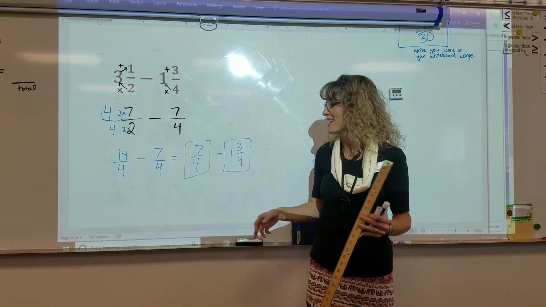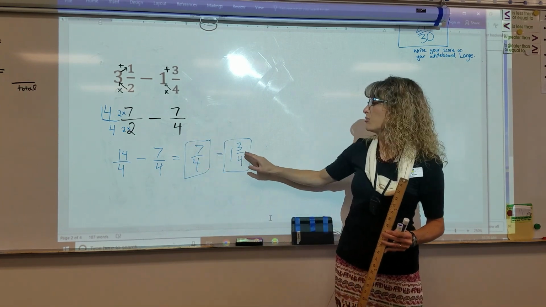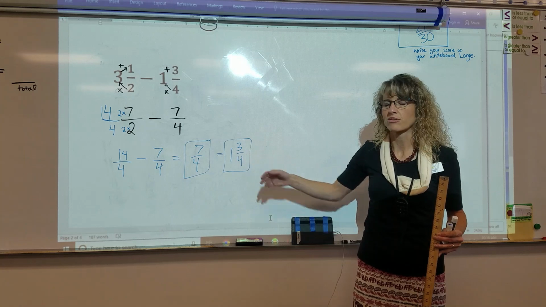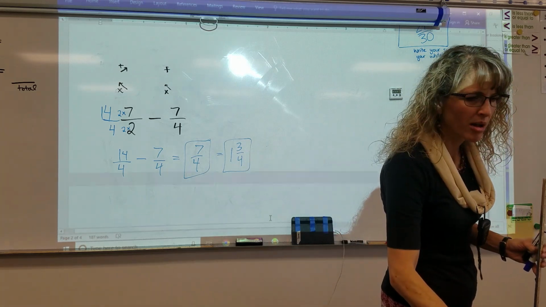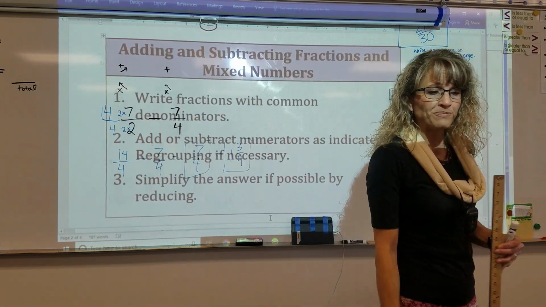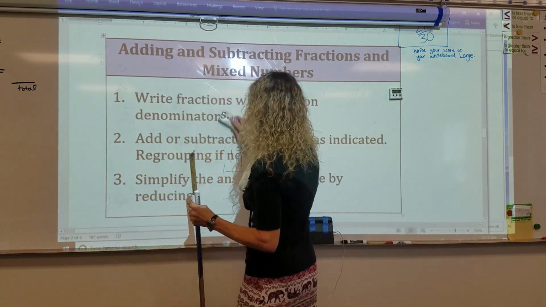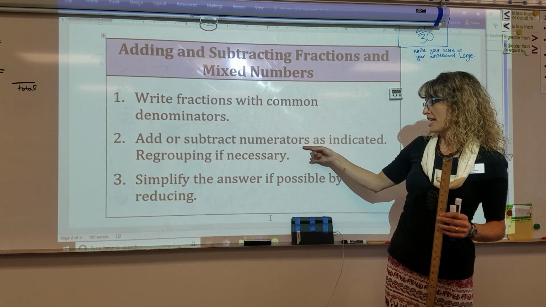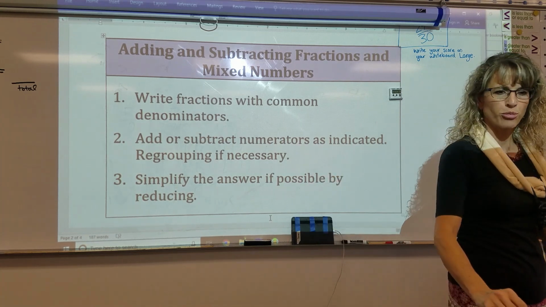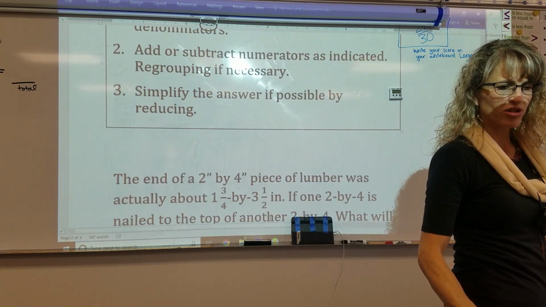He's like, okay. So when we're dealing with measurement, it would be best to put your answer in a mixed number. You have one on your practice set like that. That's why I bring it up. Your general rule: when you add fractions with unlike denominators, first get a common denominator, then add or subtract your numerators, regroup if necessary, and simplify your answer by reducing.